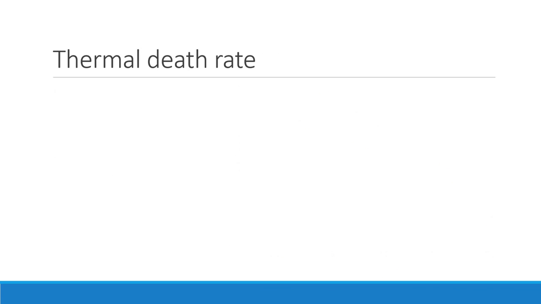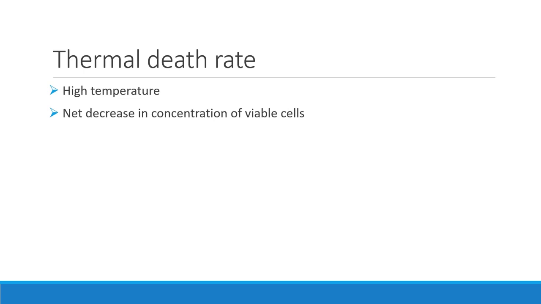At high temperatures, the thermal death rate exceeds the growth rate, which causes a net decrease in the concentration of viable cells, which can be expressed as μnet = μg − kd, where μnet is the net specific growth rate, μg is the specific growth rate of the cell, and kd is the thermal death rate constant. Thermal death is more sensitive to temperature changes than microbial growth.